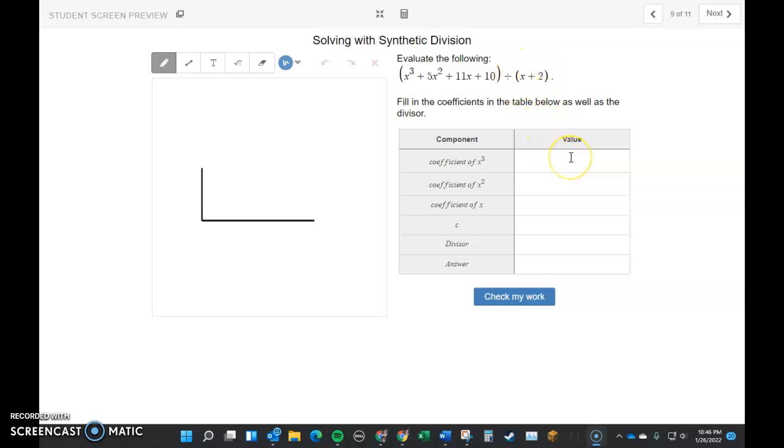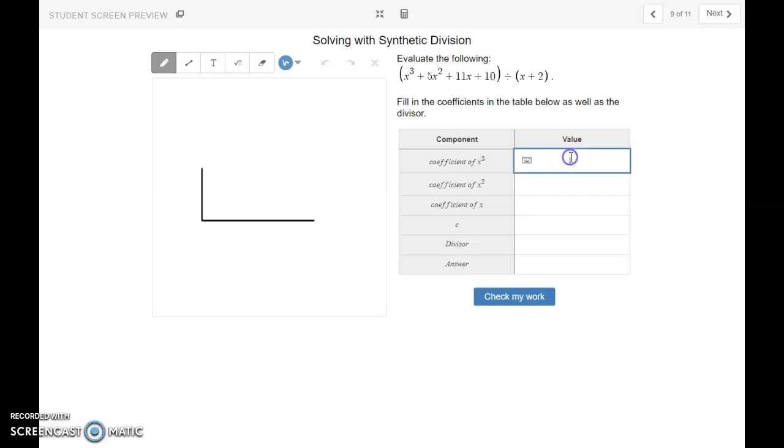So the first thing we need to do is plug in our coefficients. Our coefficient of x cubed is 1. Our coefficient of x squared is 5. Our coefficient of x is 11. And our constant is 10. As you'll see, it's being populated over here, so you don't have to really think about where they go yet. Just think about what these represent.